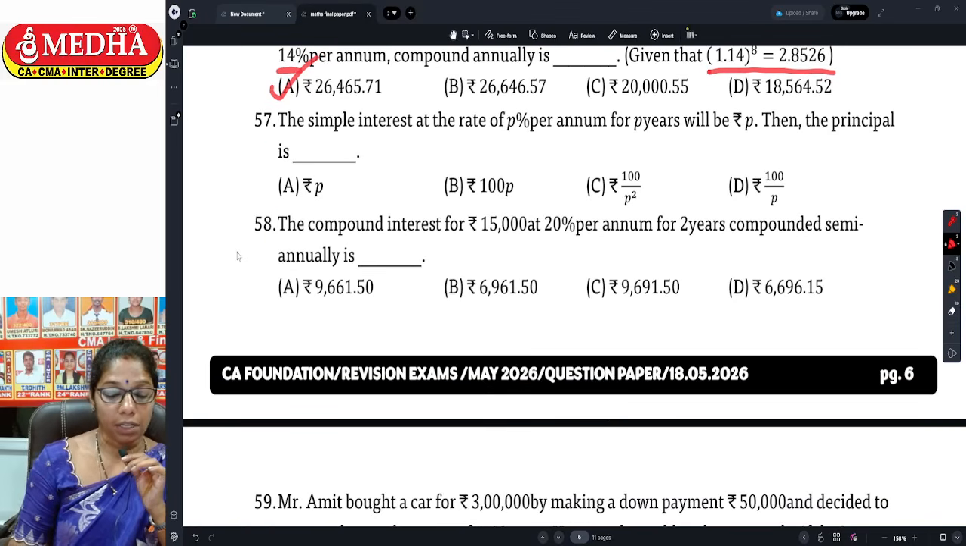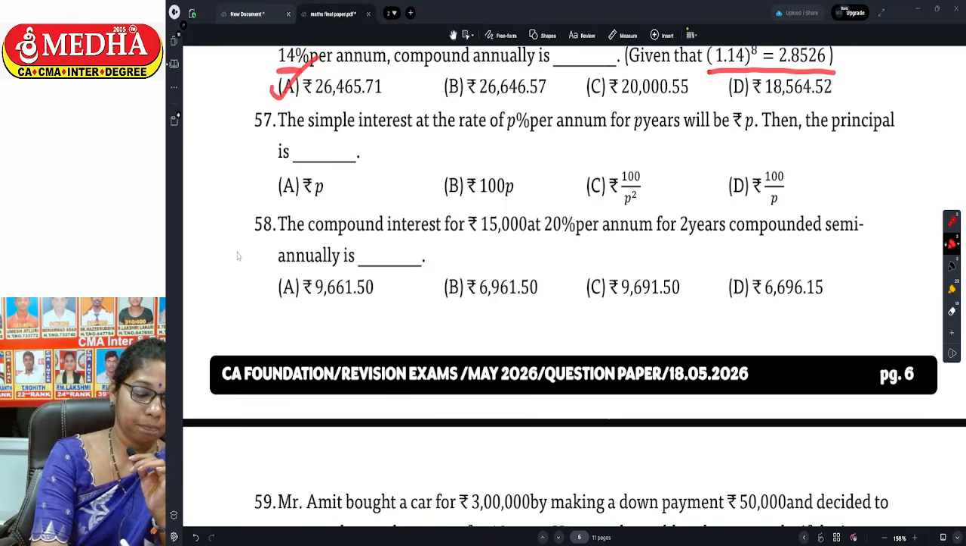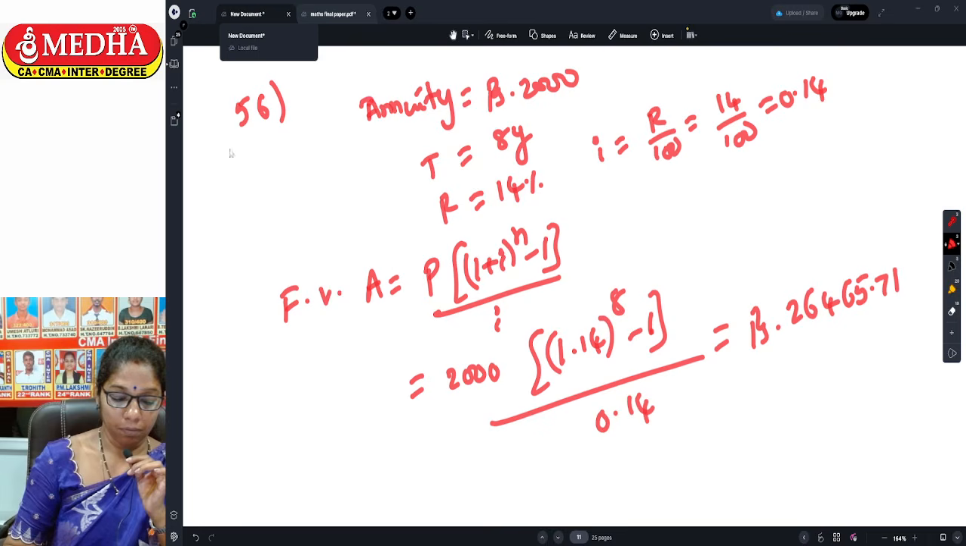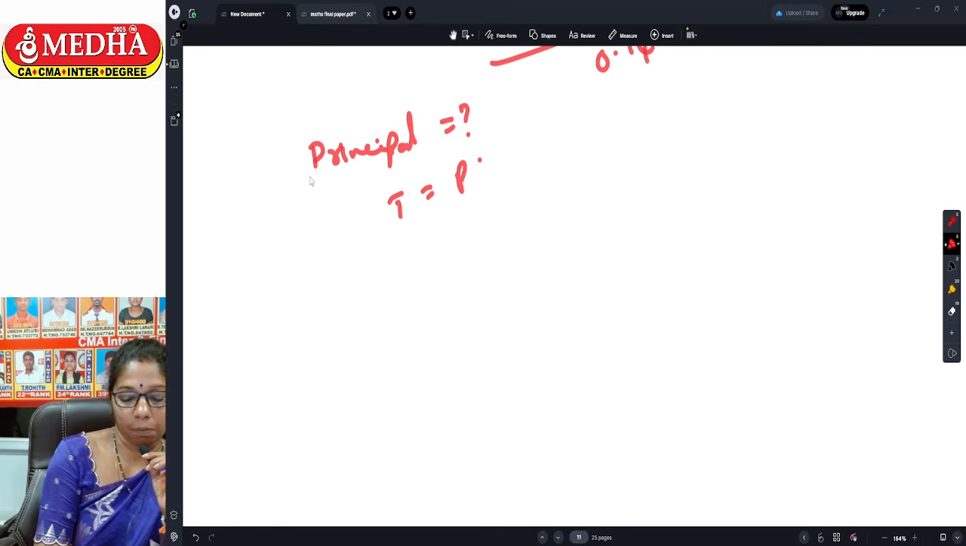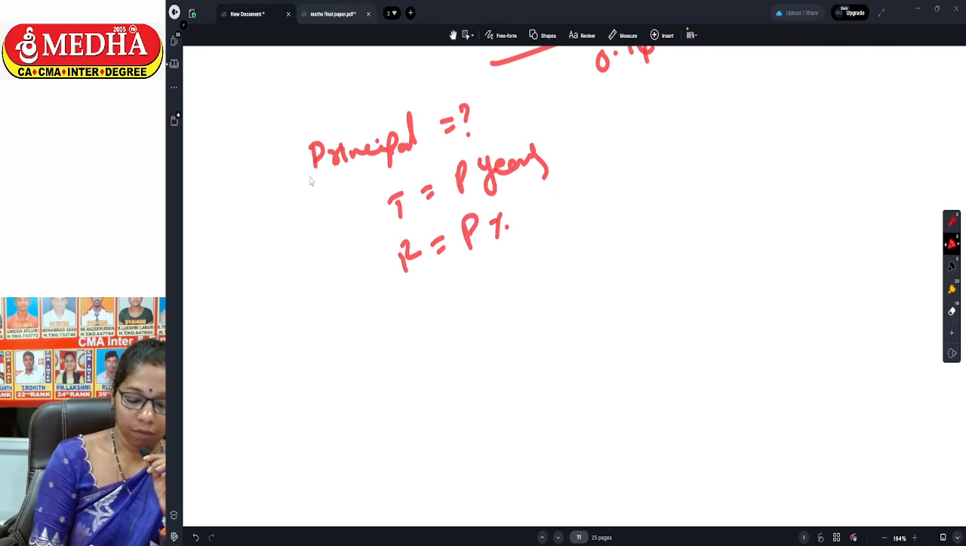Next question number 57. The simple interest at the rate of P% per annum for P years will be P rupees. Simple interest is P rupees, rate of interest is P% and time is also P. Then find the principal. So from the given data, we have to find the principal. Time is equal to P years, rate is equal to P% per annum, and simple interest is equal to rupees P.